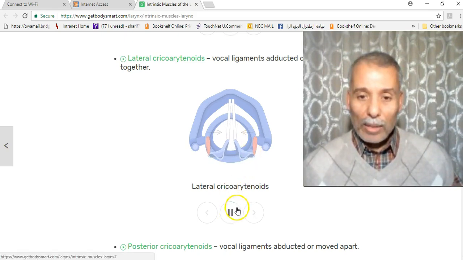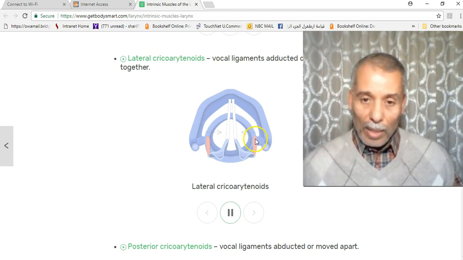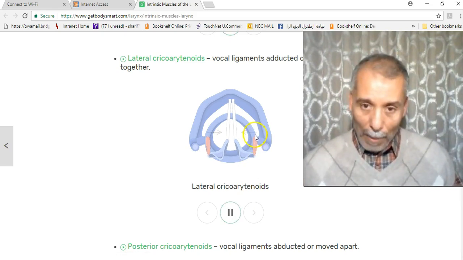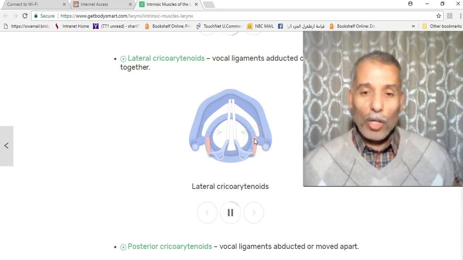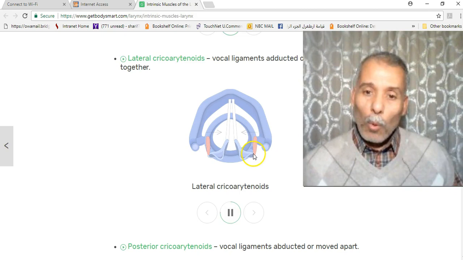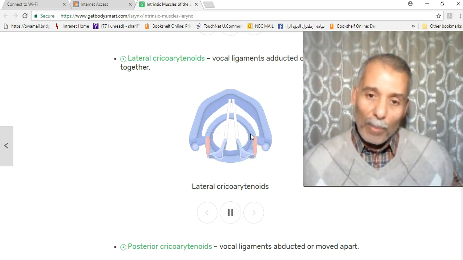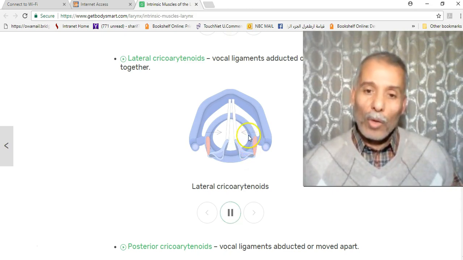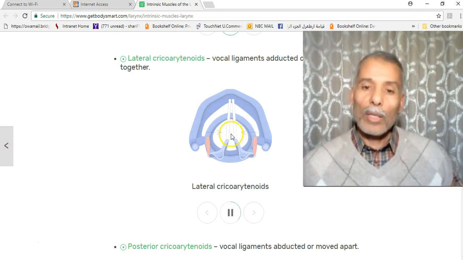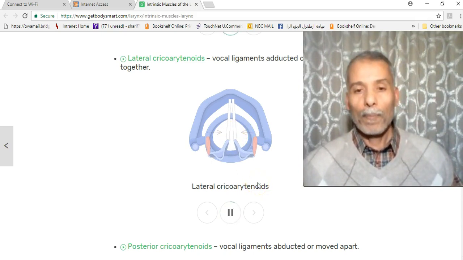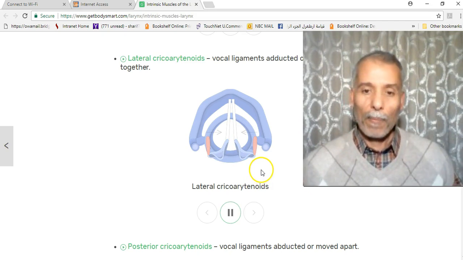So when it contracts, let's go here. Number one, it originates on the lateral superior margins of the cricoid cartilage. When it contracts on both sides, it's going to rotate the muscular base of the arytenoids medially, and that is going to bring the vocal folds to the midline. And you can see it right there.